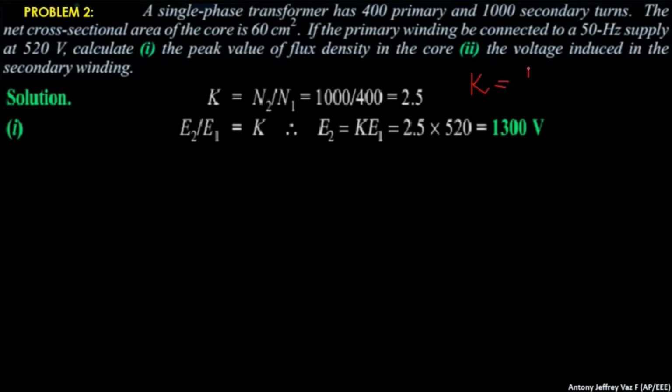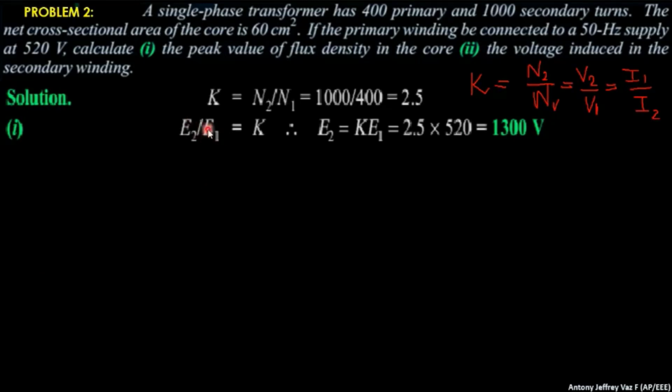K is equal to N2 divided by N1, equal to V2 divided by V1, which is equal to I1 divided by I2. Okay, this is the formula to find the transformation ratio K.